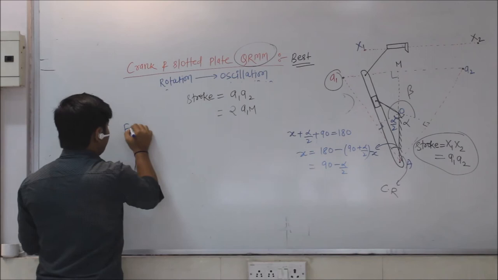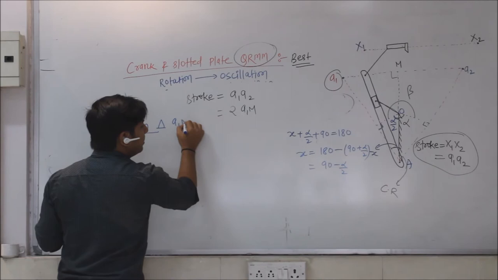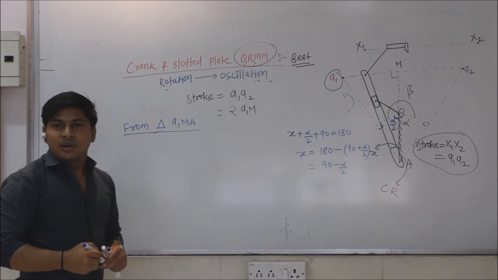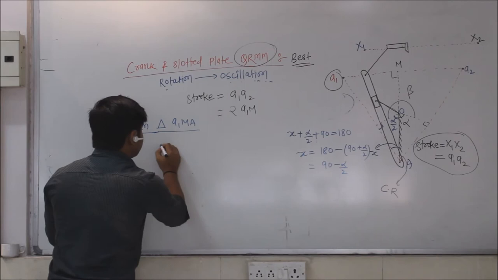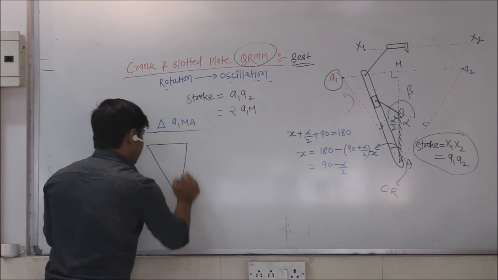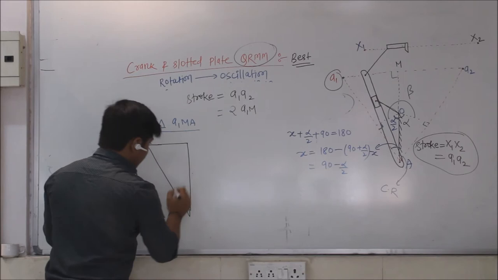from triangle A1 M A, capital A. What is the what? Now, if this angle is... this is the triangle I am drawing here. I am drawing it a little smaller. This type of triangle here. You can see some triangle like this.